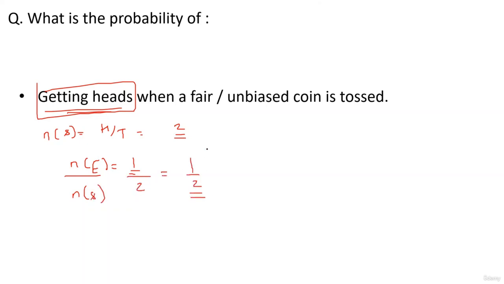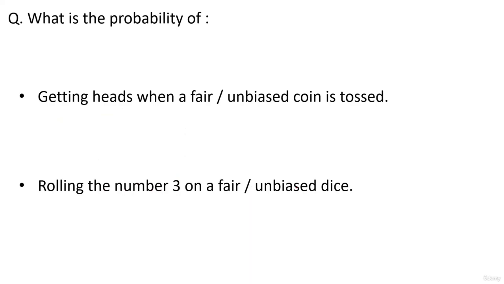So when a fair or unbiased coin is tossed, the probability of getting a head is basically half. Tail का भी same हो जाएगा, it will be 1 by 2. एक outcome in the favor of getting a tail, out of two possible outcomes, the probability is 1 by 2. Let's go on to the next question, guys.